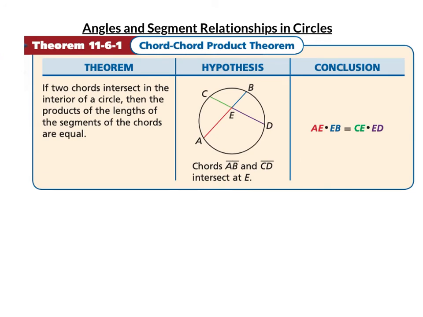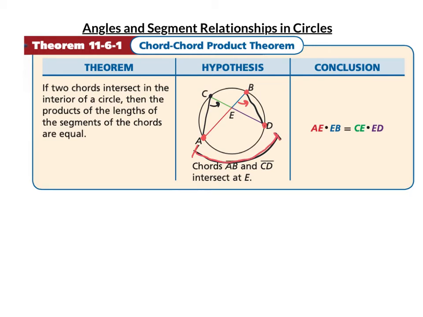Our next theorem is the chord-chord product theorem. This is kind of a cool theorem, and it actually is easy to prove. If you draw in CA and BD, it turns out those triangles are similar because angle ACD is an inscribed angle. This angle is half of that arc. And if you look at a different color here, angle ABD, this angle here is an inscribed angle. It's also half of that same arc.